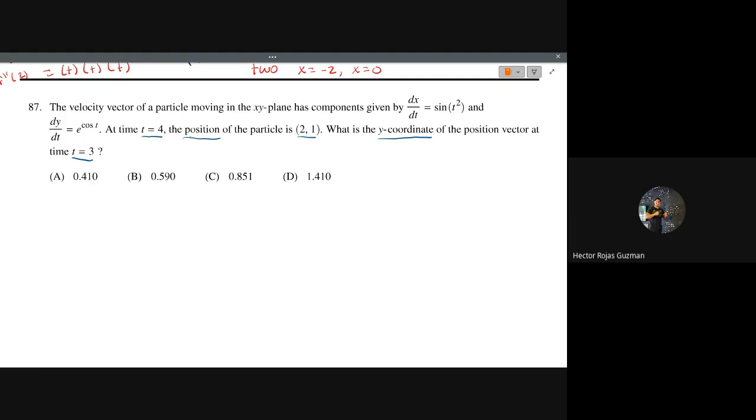Well, you see how I'm given an initial condition? They're saying that at t is equal to 4, the position is that. So if I want to find the y-coordinate, I'm once again going to have to use this formula.